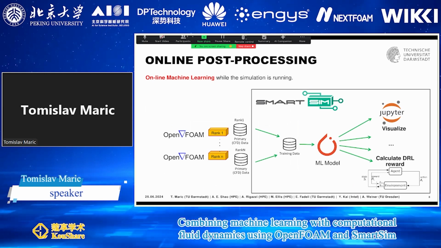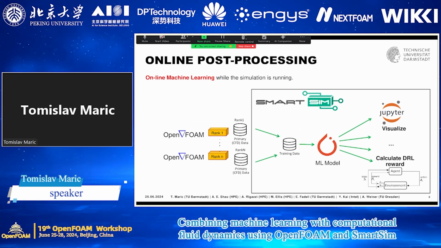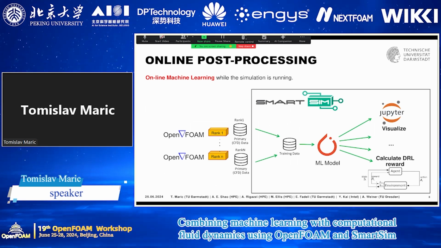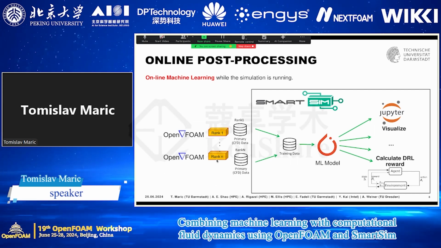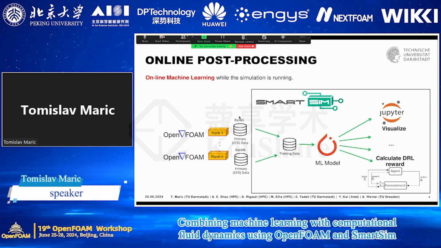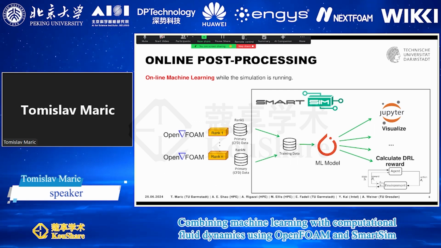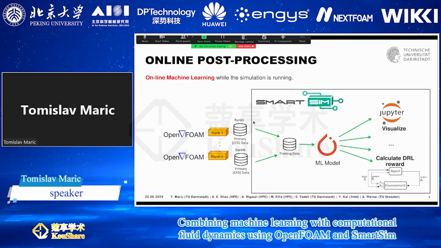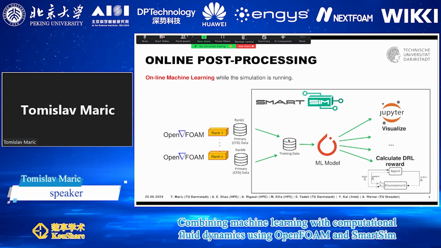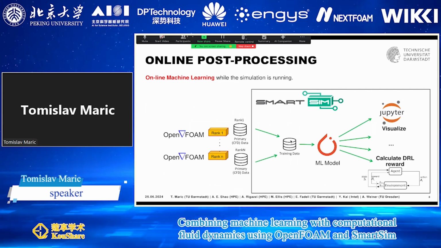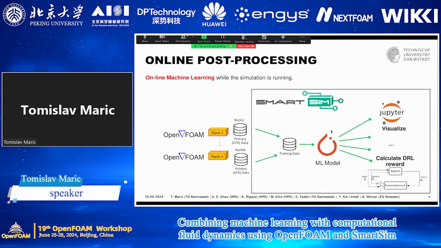So what can we do with this? We can do online machine learning while the simulation is running. In this example, you have OpenFOAM running on multiple MPI ranks. You take primary data, so CFD data from each MPI rank. You can process and prepare those data in OpenFOAM on every MPI rank, and just send it to the database as training data. And then the machine learning model attaches to this and does its job.